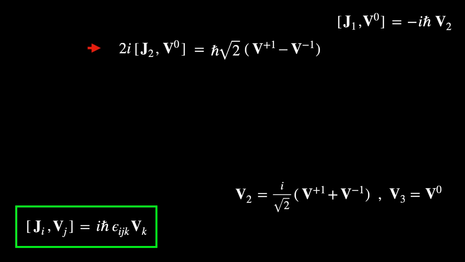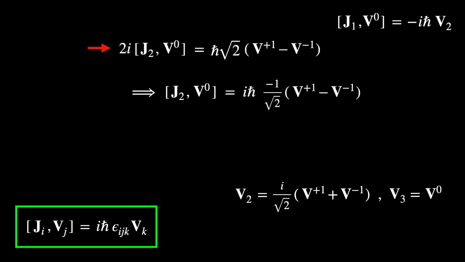Now let's look at this second equation. Dividing by 2i, we have. If this expression in the yellow box is defined as V1, the relation in the green box is once again satisfied.